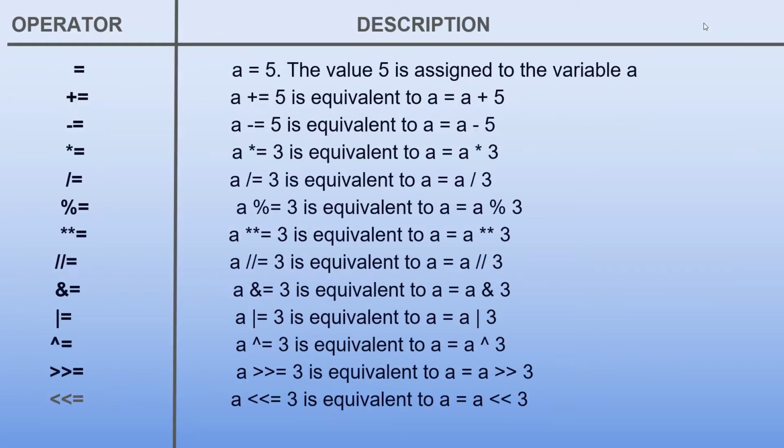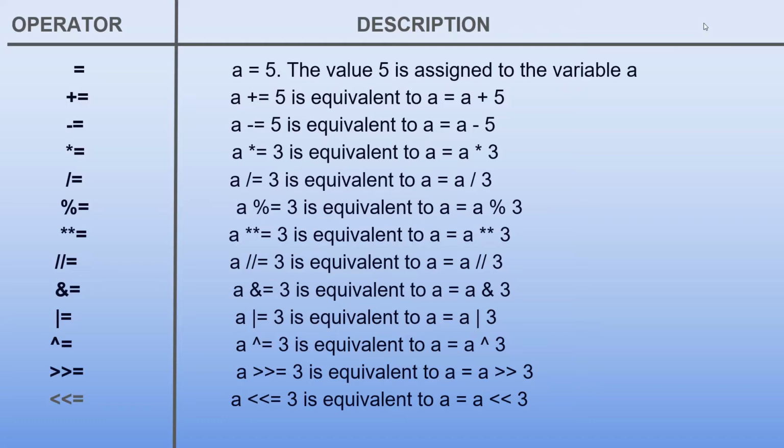So I have made here a column that is operator and description. Now let us know about these operators. First we have the = operator in our assignment operators. I have given an example like a = 5. The value 5 is assigned to the variable a. This is direct. Then second we have +=. Now a += 5 is equivalent to a = a + 5.